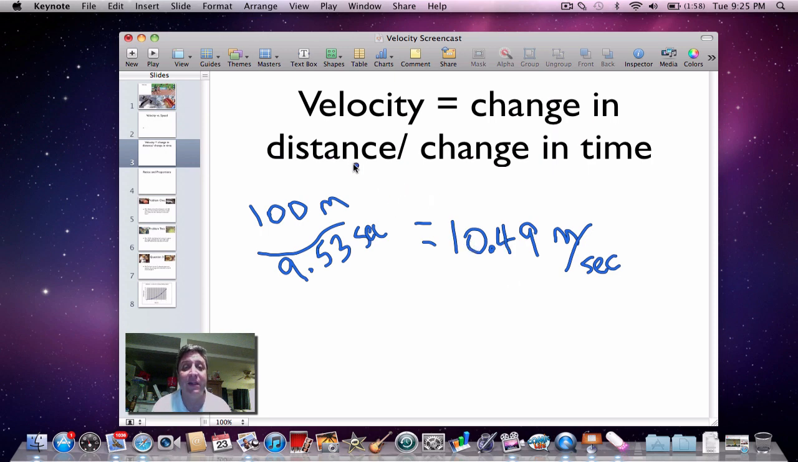It's distance divided by time, or the change in distance divided by the change in time. So he went 100 meters, 9.53 seconds. I divide them, and I get 10.49 meters per second. So every second, he went 10.49 meters.